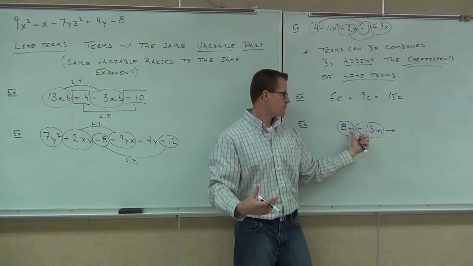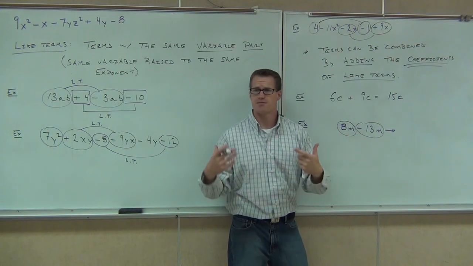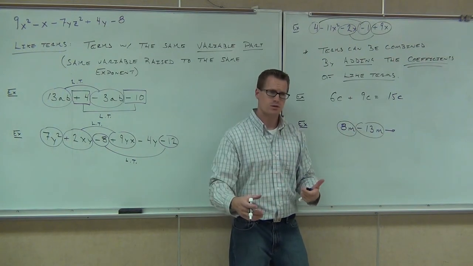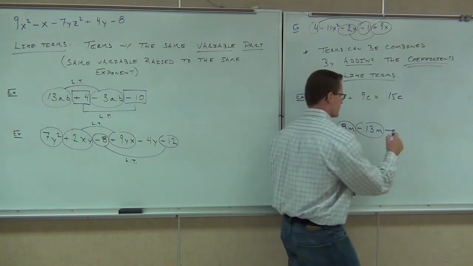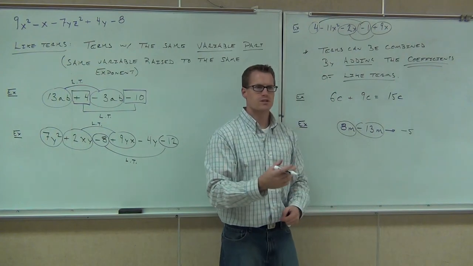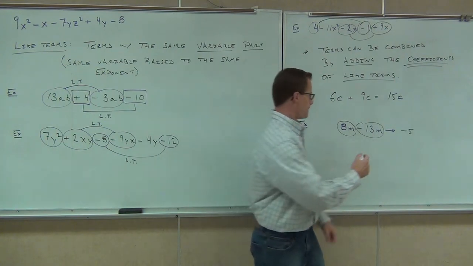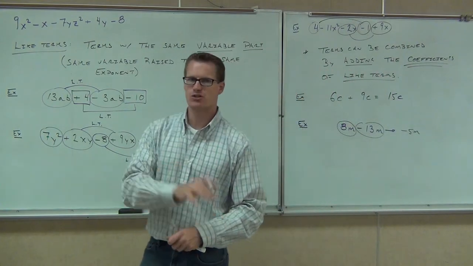So we have 8m, we have negative 13m. Use the addition rule, those have different signs. You're going to subtract, keep the sign of the bigger number, negative 5. So our coefficient is negative 5, what's our variable part? M. Yep. When you're combining like terms, your variable part does not change.